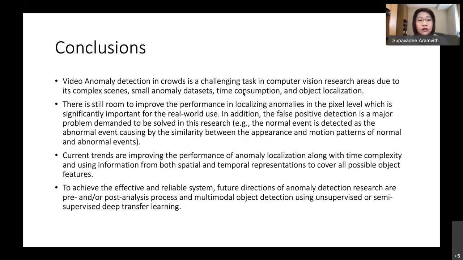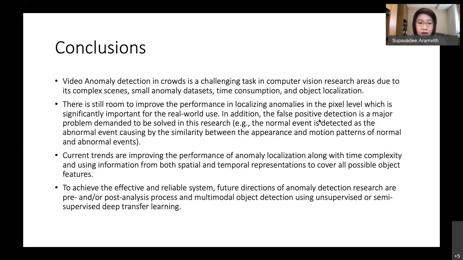In conclusion, video anomaly detection for crowd scenes is still a challenging task in computer vision research, due to the complex scene, small anomaly datasets, time consumption, and object localization. There are many ways we can still improve the performance on localizing anomalies at the pixel level. And false positive detection is still a major problem, so we have to try to reduce false positives as much as possible.